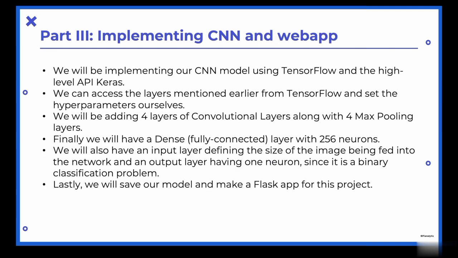So let us see how we'll be implementing the CNN model and saving it for a web app. We'll be implementing our CNN model using TensorFlow and the high-level API Keras. We can access the layers mentioned earlier from TensorFlow and set the hyperparameters ourselves. We'll be adding 4 convolutional layers along with 4 max pooling layers. And finally, we'll have a dense or fully connected layer with 256 neurons. We'll also have an input layer defining the size of the image being fed into the network and an output layer having 1 neuron since it is a binary classification problem. Lastly, we'll save our model and make a Flask app for this project.